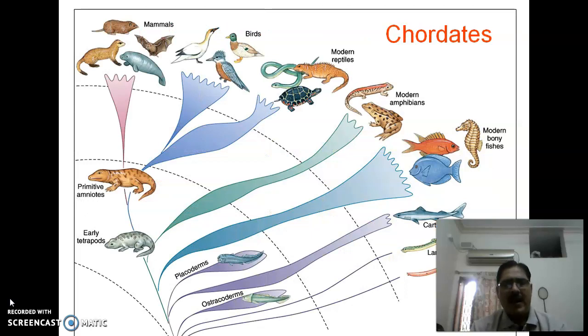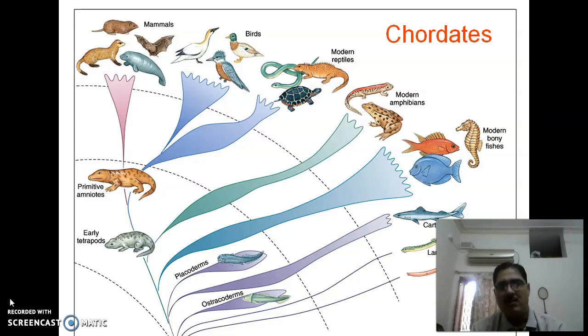Now we look at the phylogeny part of the chordates. The chordates can be divided into two categories. One, the protochordates, among which we study urochordates and cephalochordates, and then the euchordates, which are basically the true chordates. The euchordates are also known as vertebrates or the Vertebrata.